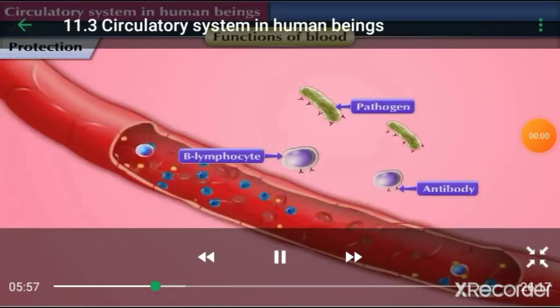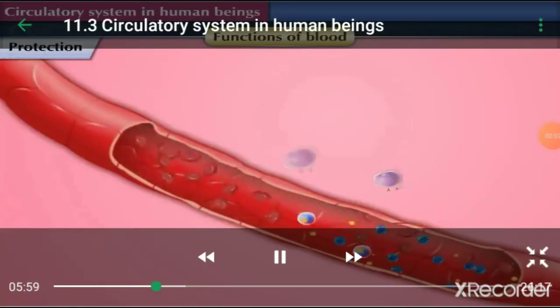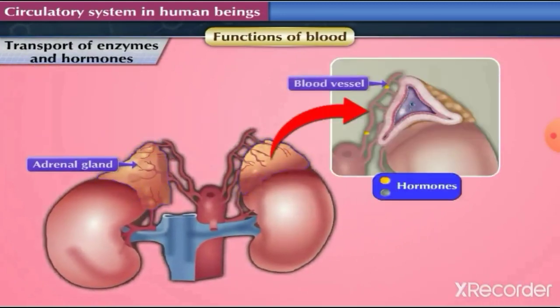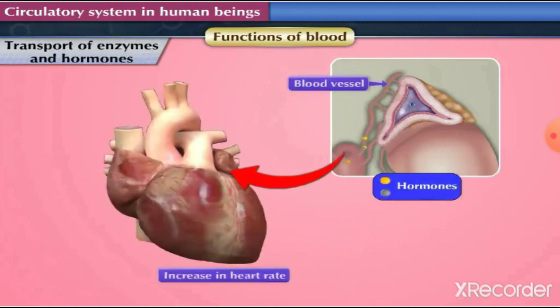From microbes and other harmful particles. Transport of enzymes and hormones. Blood transports the enzymes and hormones from the site of their production to the site of their action.